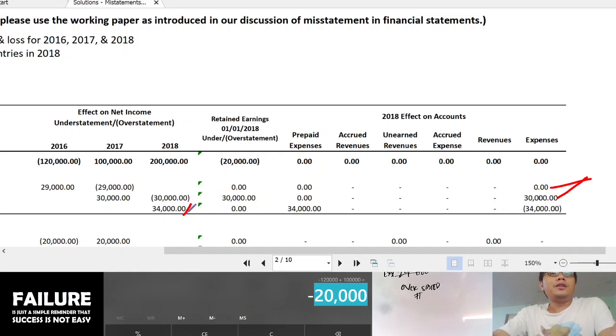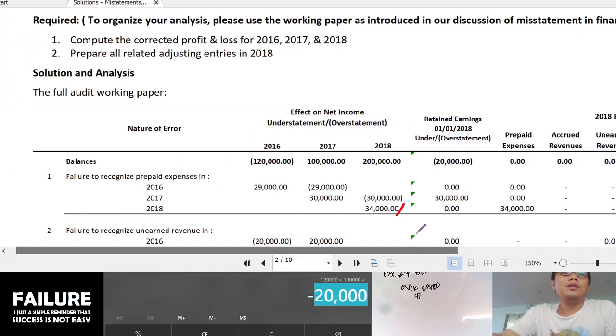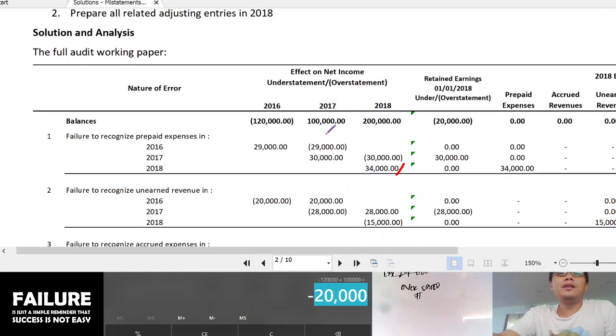When it comes to that 34,000 error in prepaid in 2018, itong 34,000, you should deduct it to your expense. Di ba? Overstated yung expense mo by 34. So, ito yung, kumbaga, this will be deducted to your expenses. Okay? So, okay, medyo madali lang, di ba?